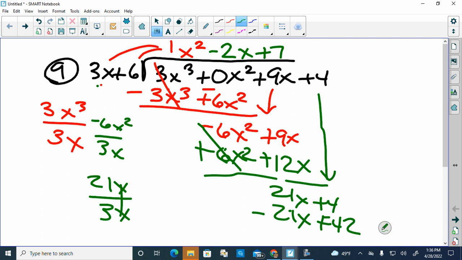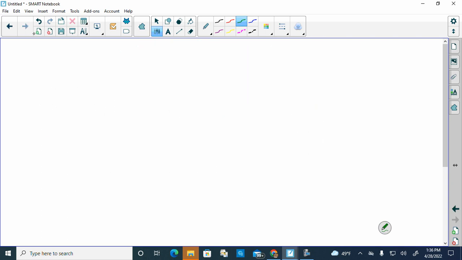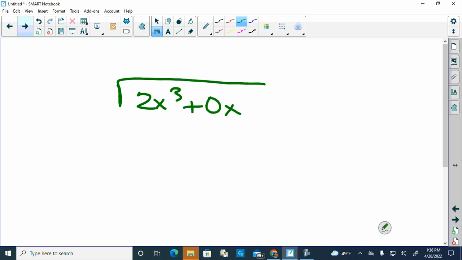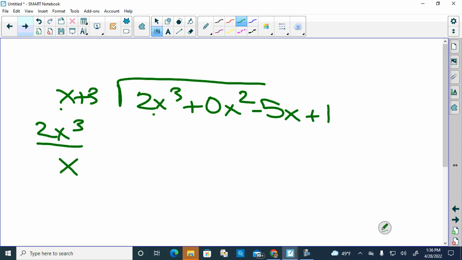Number 10. Okay. So is it written in descending order? Did you write it out, or you just have the answer? I wrote it out wrong. Okay. So it's not in descending order, so we have to rewrite it. So it's 2x to the third. There wasn't an x to the second. There was an x, and there was one without a variable. So this one divided by this one. Oh, I think I immediately already see what I've done wrong. I remember that I didn't add the 0x squared. Okay, so I see what I did.